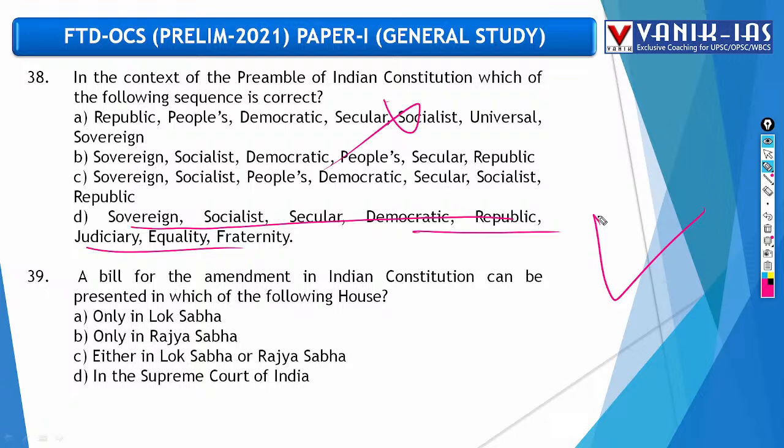Okay. In this question, see the words socialist and secular. These words were introduced in the 42nd Constitutional Amendment Act, 1976. Socialist and secular words were introduced in the Preamble. So D is the answer.